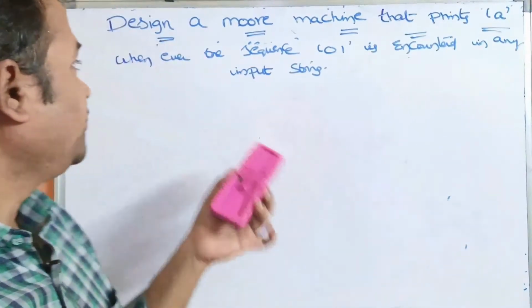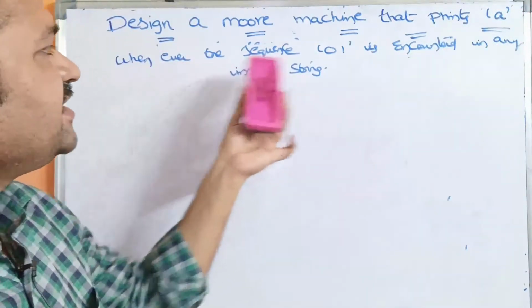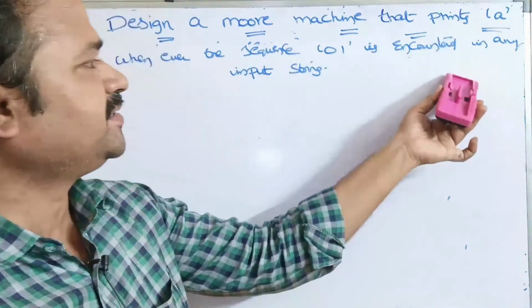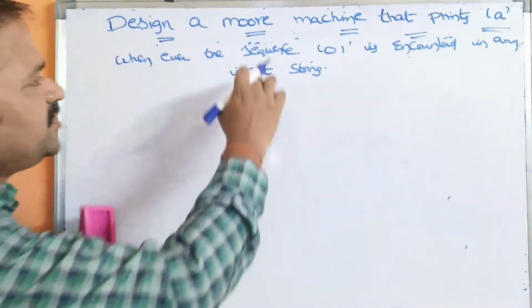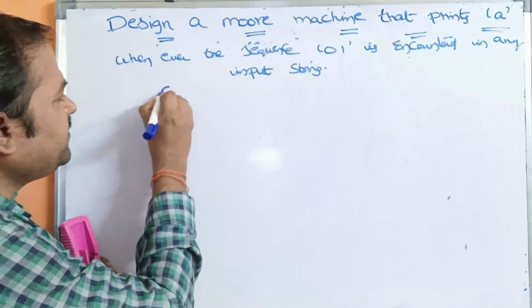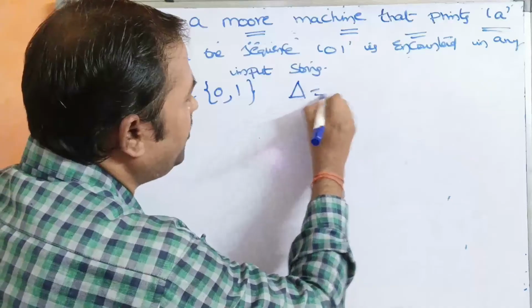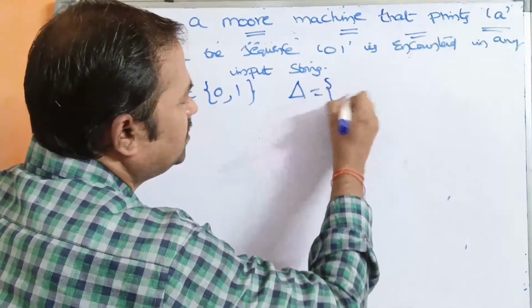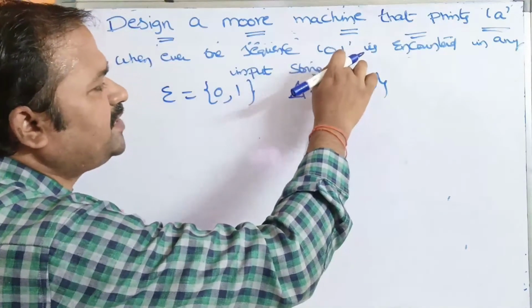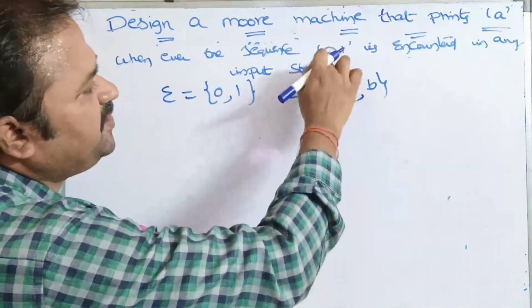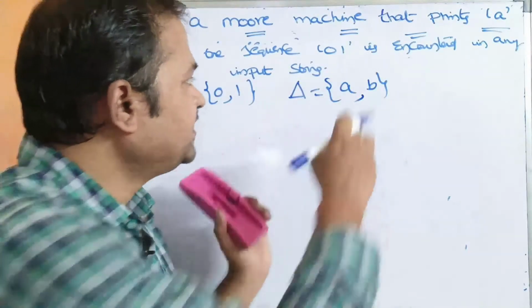Now let's see this example. Design a Moore machine that prints A whenever the sequence 01 is encountered, meaning occurred, in any input string. So here the sequence is 01, so the input alphabet contains zeros and ones. What is the output alphabet? It prints A, so we can have A and B. If the sequence is 01, then it prints A. If we don't have the 01 sequence, then it prints B.